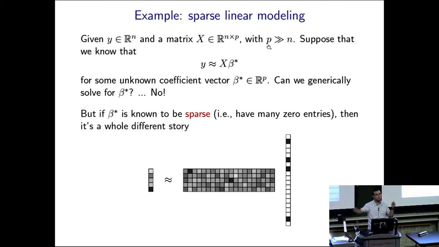Beta star is p-dimensional, so there are p coefficients or p variables, and we only have n observations. So it's badly underdetermined. In the worst case, if p was very big compared to n, there is no unique solution. We couldn't, in any sensible way, identify beta star from just this working assumption. But if beta star is known to be sparse, which is another assumption, saying that we have many features, but only a few of them are relevant for reconstructing y, then it's a whole different story.